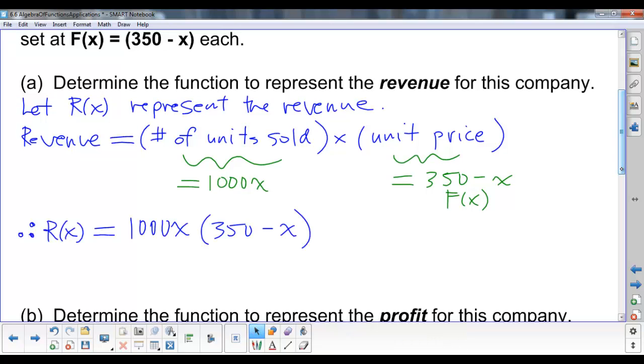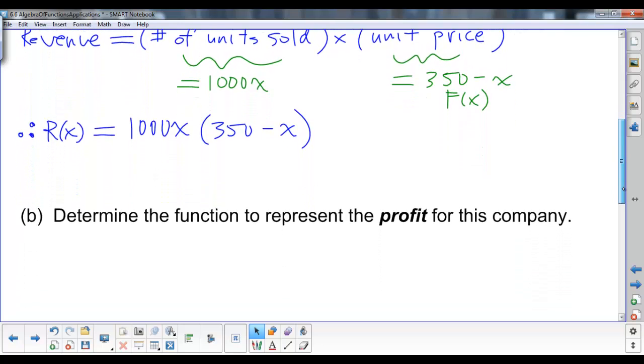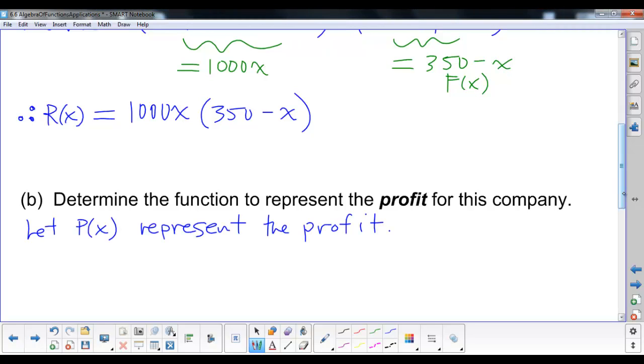Now we're going to use that. So the reason we're asked for that in part A is because now we're asked to determine the function to represent profit for this company. Right? So similar to the last question, I'm going to do a let statement just to define a function to represent profit. So then we will have P of X, and it's got to be the difference between the revenue and the cost. So we're going to do the difference of R of X minus C of X.